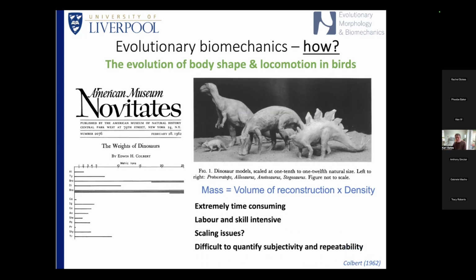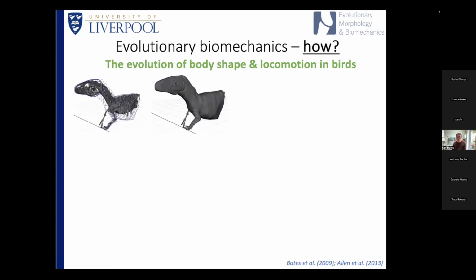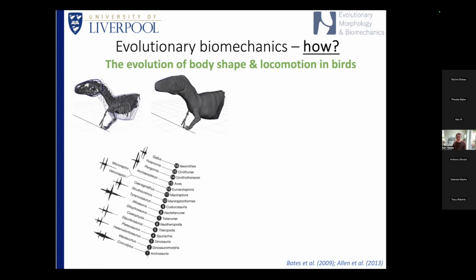Now, this is obviously extremely crude. It's labor and skill intensive. You've got to be a very skilled artist to be able to do it. And it's probably not very repeatable and is definitely highly subjective. Things moved on, obviously, and with advances in computer modeling techniques, people started to do exactly the same thing, but on a computer. So this is some work from a long time ago from my PhD, where I was digitally sculpting dinosaurs in order to estimate their body mass and center of mass.